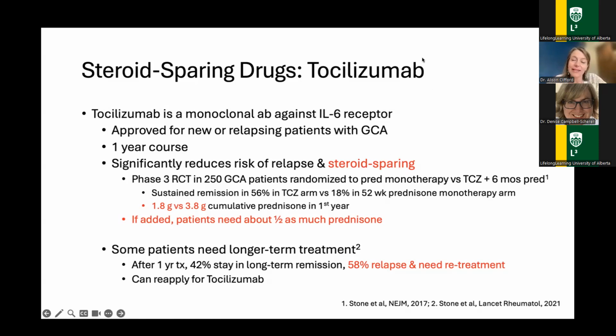And so this is a medication that is something we can offer to all GCAs, and another reason why we're really happy to see these patients in rheumatology.